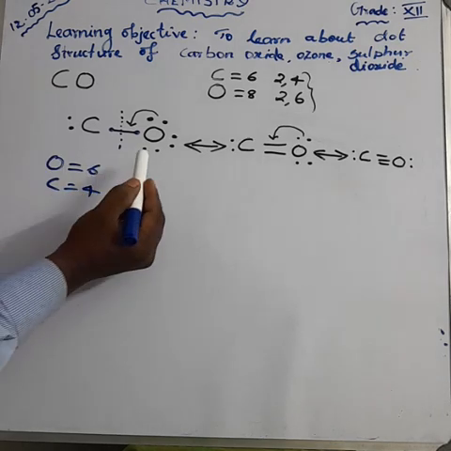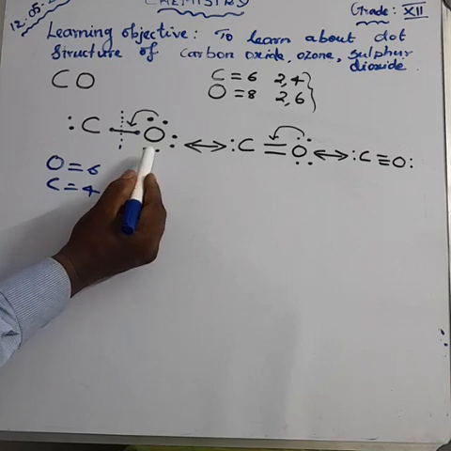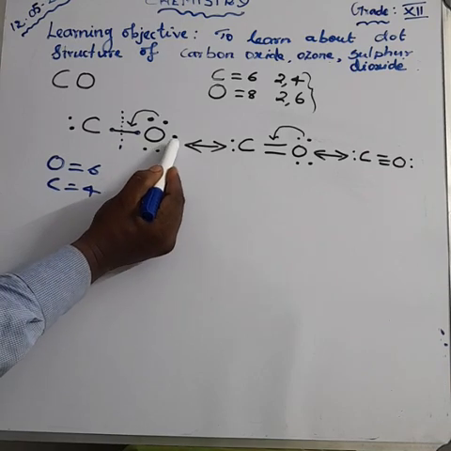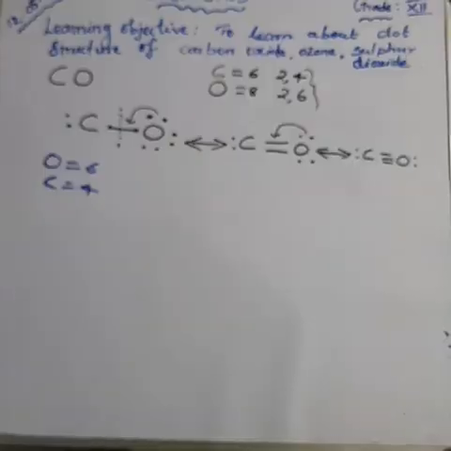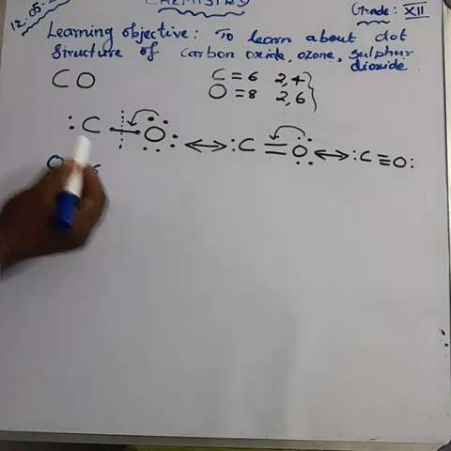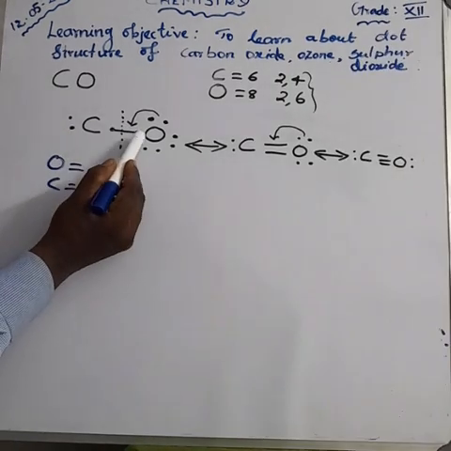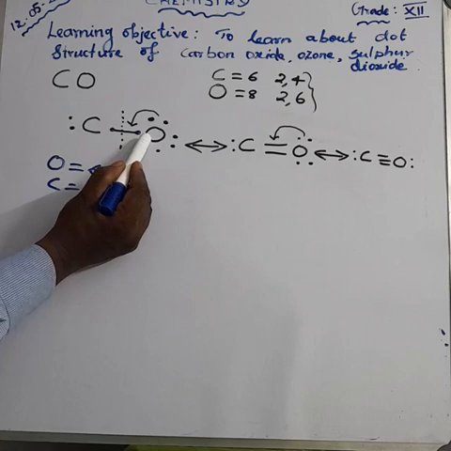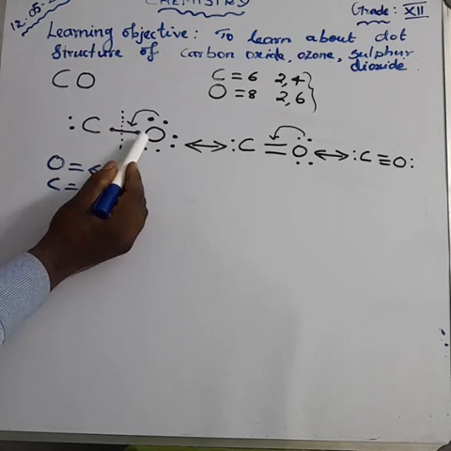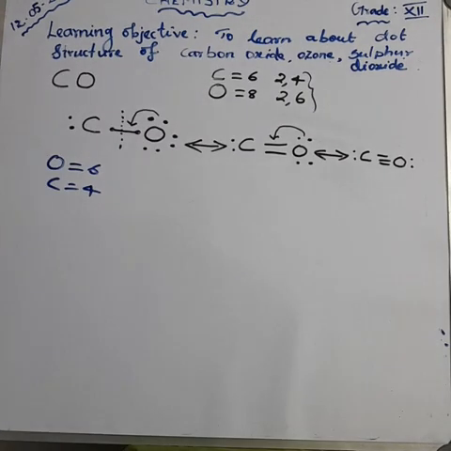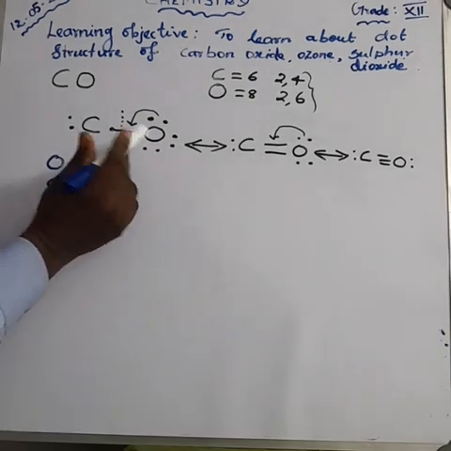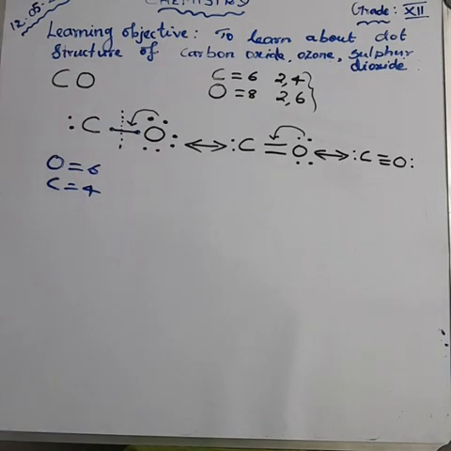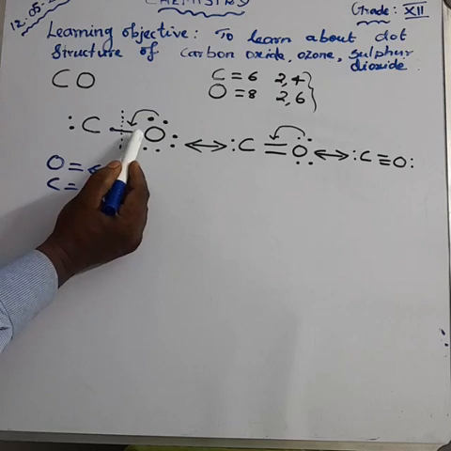This is the lone pair of electrons. 1, 2, 3, 4, 5, 6. 3 lone pairs of electrons. But here there is a bond between carbon and oxygen. This is mutual sharing of electrons, which we call the covalent bond. Right? So there is sharing of electrons also.